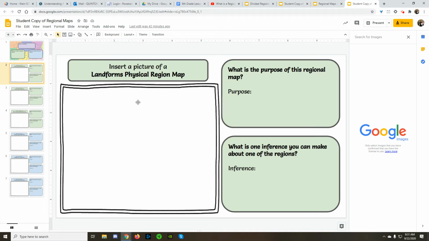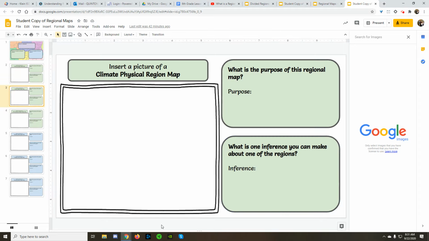So here you can do a physical region map for landforms. Landforms are like river deltas and mountains and volcanoes and lakes and streams and plateaus and valleys, all that kind of stuff that you can use. Oceans, coastline, tons of different landforms. You're looking for that. You can also Google based on this physical regions map. But the point is, whatever map you choose, you need to explain what it's for and an inference you can make. What do you believe you can say about this region?